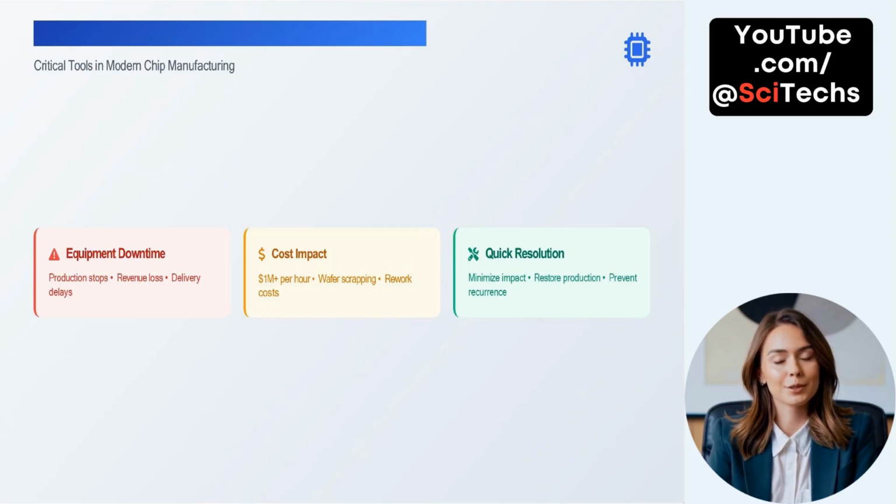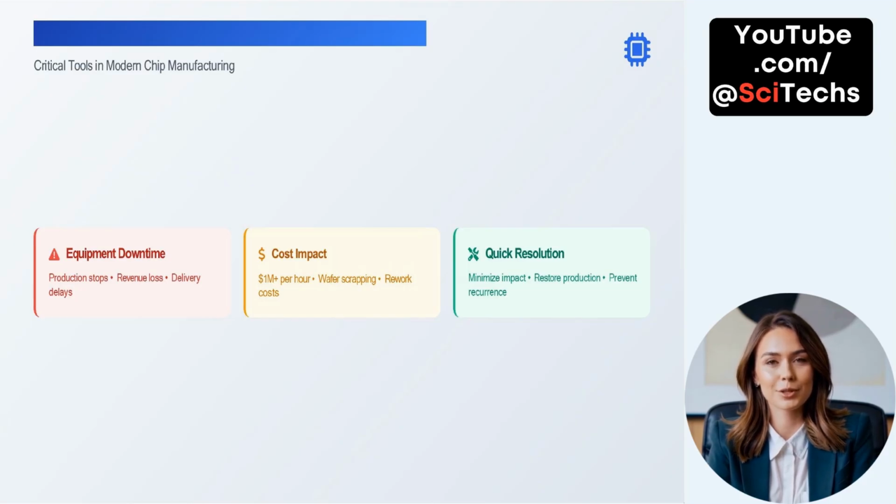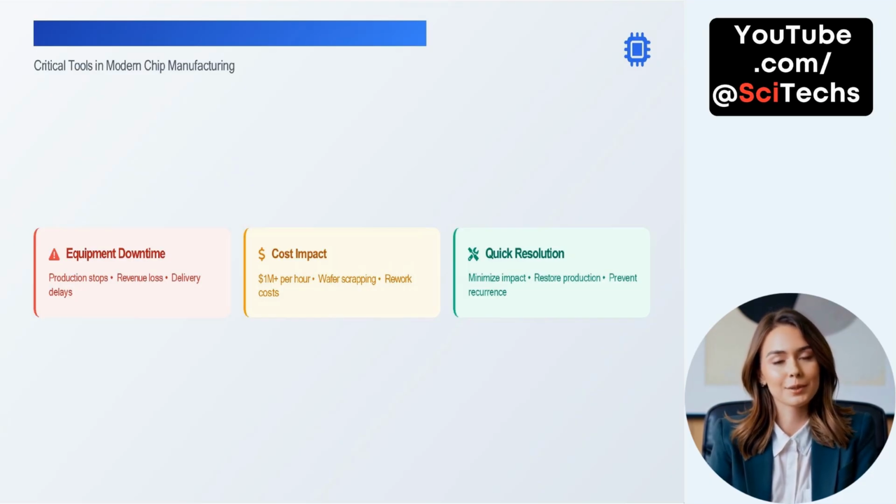Consequences of equipment downtime in semiconductor manufacturing. In semiconductor manufacturing, equipment downtime is one of the most serious issues a fab can face. When critical tools stop functioning, production halts, leading to immediate revenue loss. These interruptions can delay product deliveries, damage customer trust, and disrupt the tightly scheduled manufacturing flow.